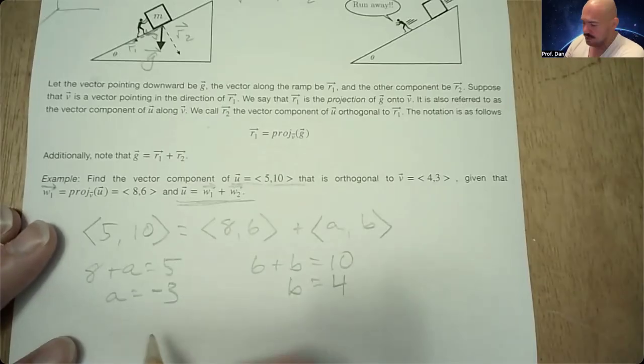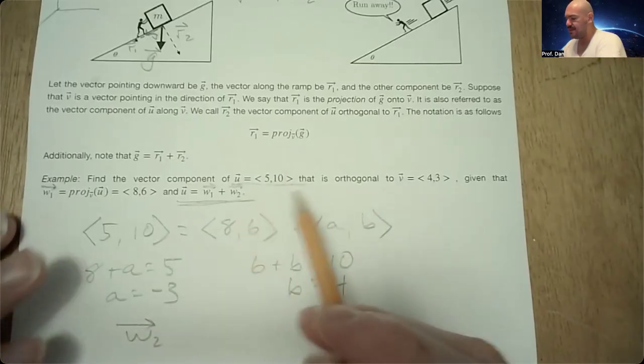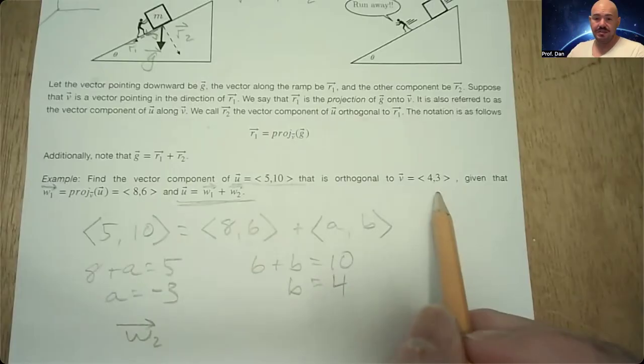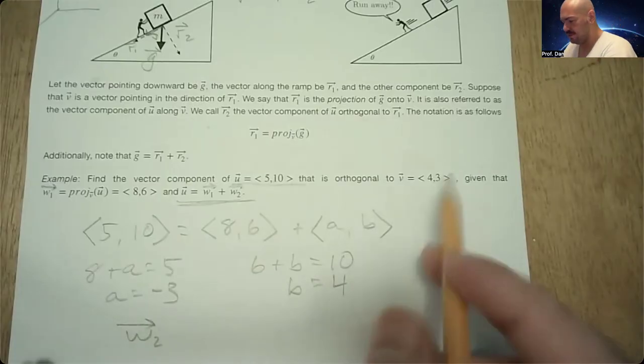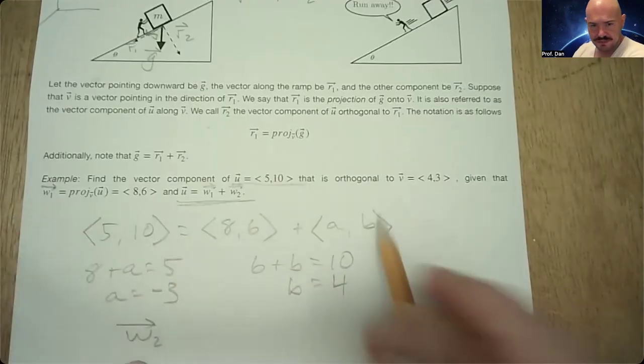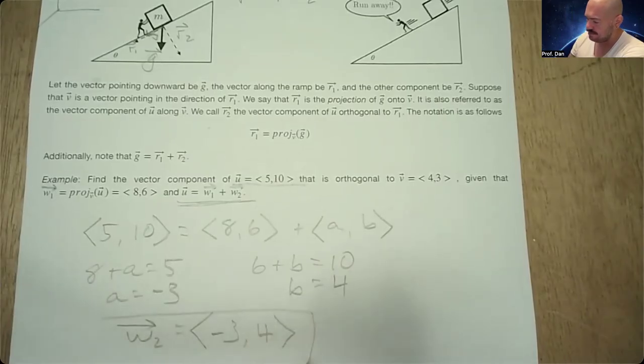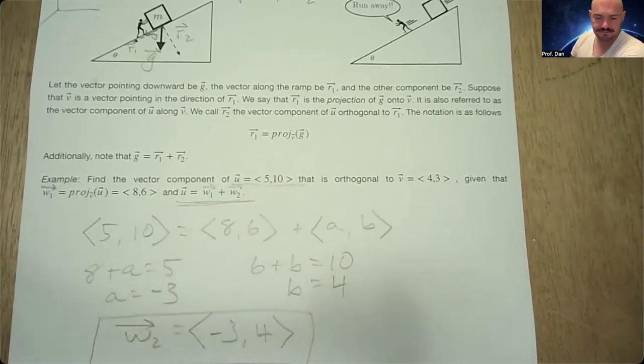So W2 is going to be the vector that is orthogonal to V, because remember, V is going to go in the same direction as W1. So W2 is this vector. And there we go.